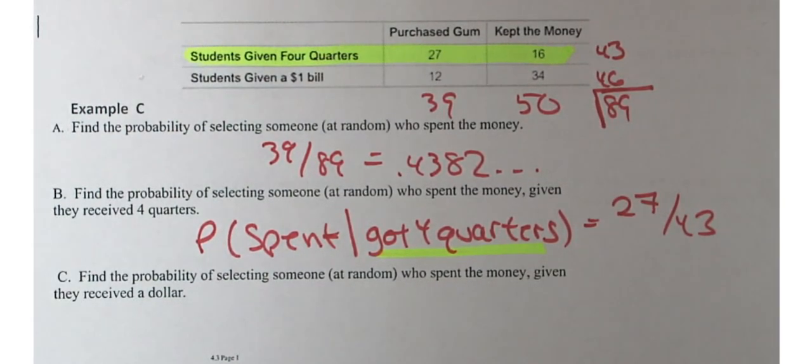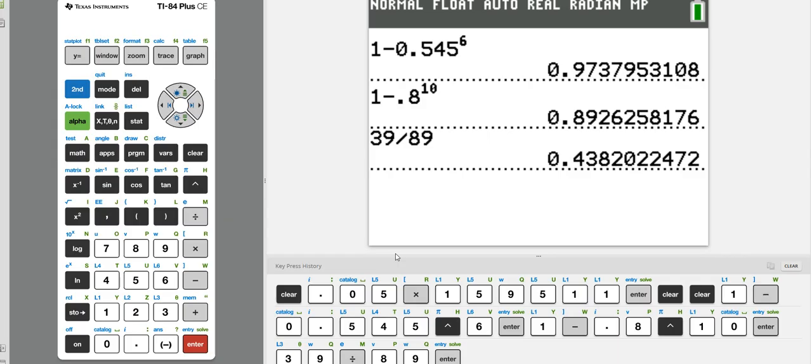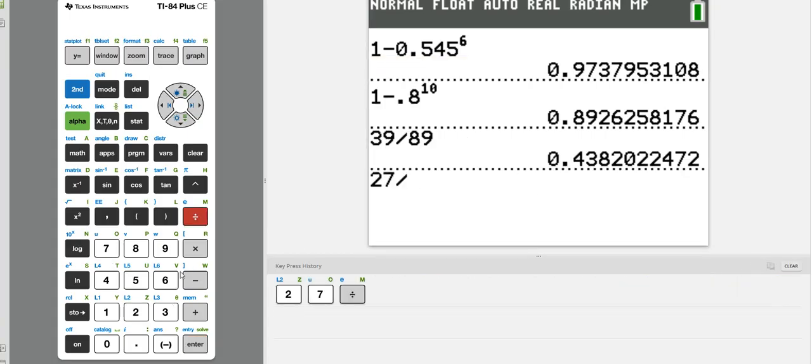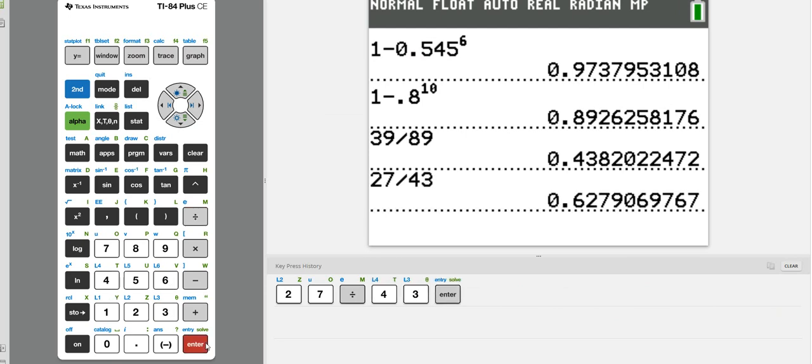Now, I was never very good at math, but I'm thinking that that's different than the 44% we got for the last one. Let's check it out. So 27 divided by 43. Wow, now about a 63%.